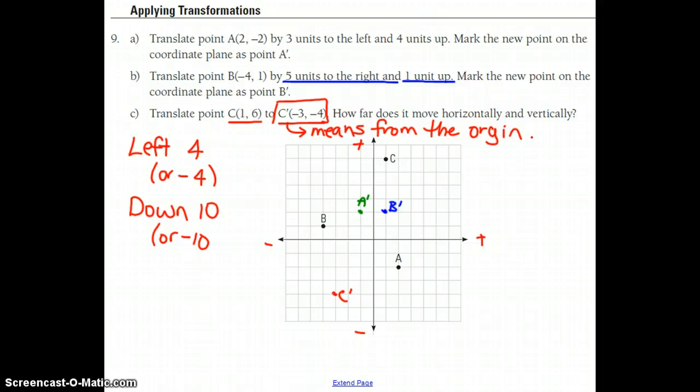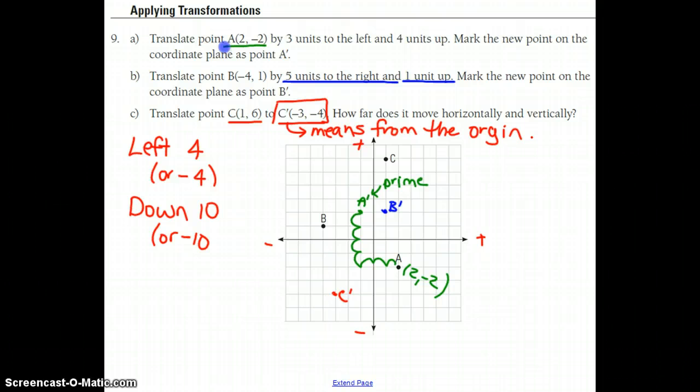Okay, then we need to start doing transformations. That's where our unit starts out. So translation is just moving the point. So here we're moving point A, which is at 2 and negative 2, 3 units to the left and 4 units up. So 3 units left, 1, 2, 3, and 4 units up, 1, 2, 3, 4. To get there, A prime. This little symbol here is pronounced prime. Go ahead and try that with B and C.